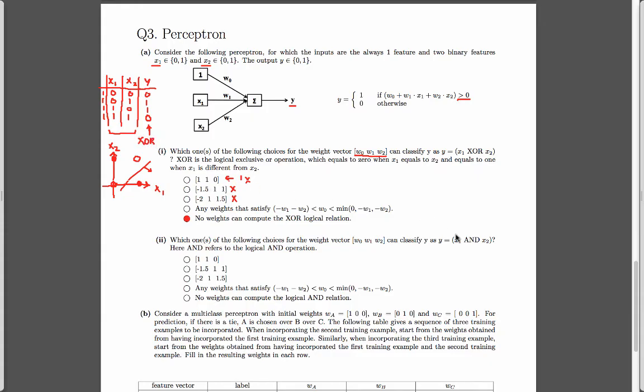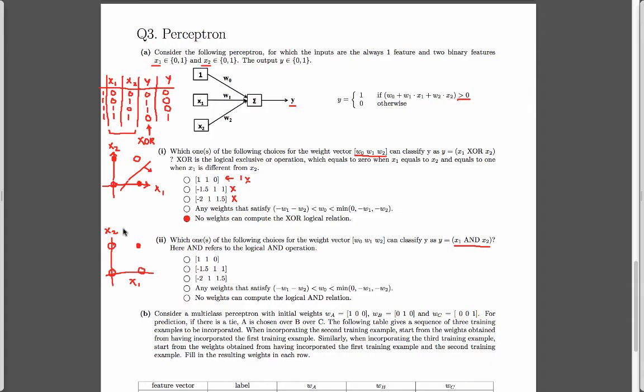Now let's consider the AND operation. So in this case, we want to find a y such that when we get 0 and 0, the result is 0, 0 and 1, the result is 0, 1 and 0, the result is 0, and 1 and 1 is the result of 1. So we only have 1 when x1 and x2 are both equal to 1. And what this would look like in the same picture we had before is we'll have a positive training example right here, and then we'll have negative training examples at the other three locations where this is x1 and x2.